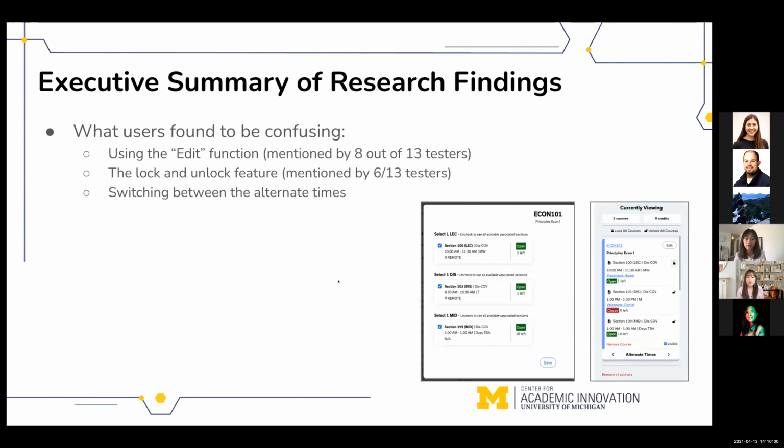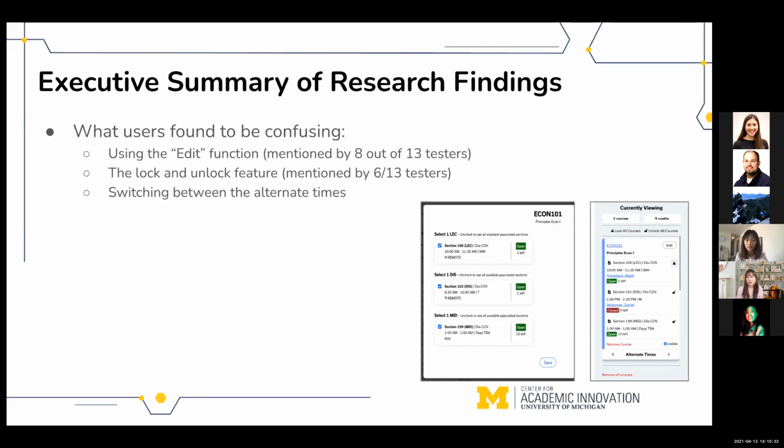Now we are going to talk about the confusing part. Users were kind of confused when they used the edit function, and 8 out of the 13 testers mentioned this. So when you see the picture, the idea of this feature is that when you click on the edit button, it will show the left-side pictures, so that they can see those classes and the other discussion sections that they have.